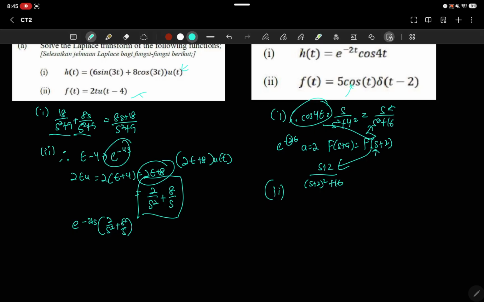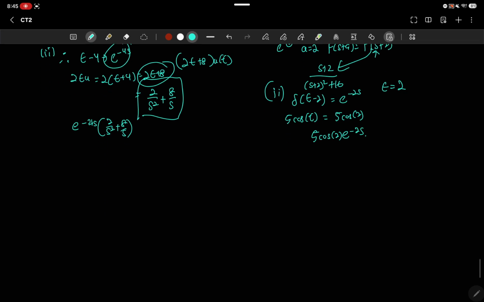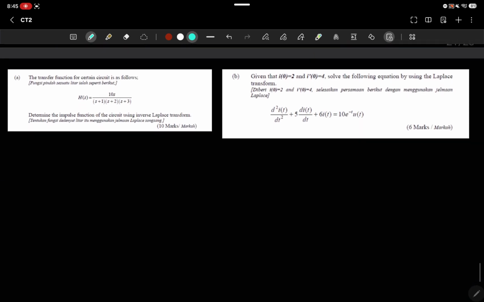Okay, now t minus 2 we make it as e to the minus 2s because it's a delayed function. Now this 5 cos t, our t is 2, so we just input it as 5 cos 2. Now just multiply both: 5 cos 2 e to the negative 2s. Okay, it's simple. Now let us see inverse Laplace.